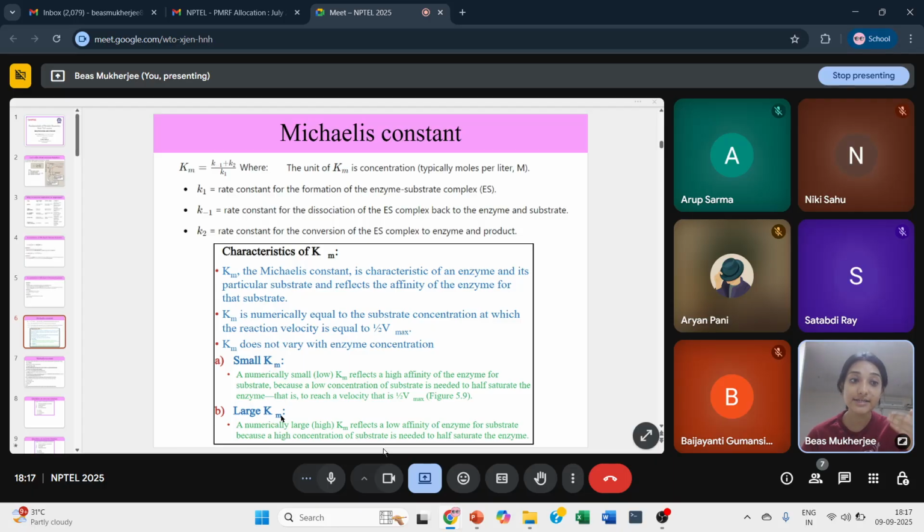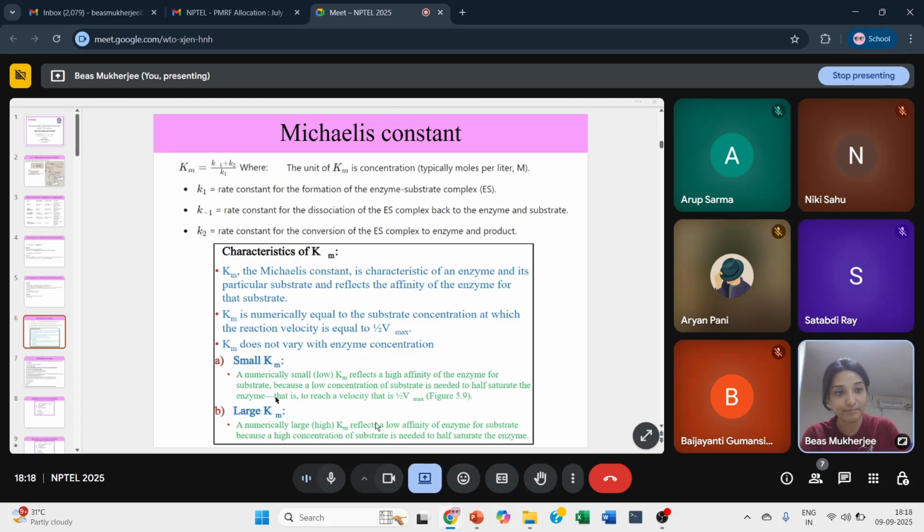Now, characteristics of Km. This is also very important. Km is the Michaelis constant. It is characteristic of an enzyme and its particular substrate, and it reflects the affinity of the enzyme for that substrate. Why? Because Km is numerically equal to the substrate concentration at which the reaction velocity is half of the maximum reaction velocity. That is why it is directly dependent upon the concentration of the substrate. Km does not vary with the enzyme concentration. It only depends upon the concentration of the substrate.